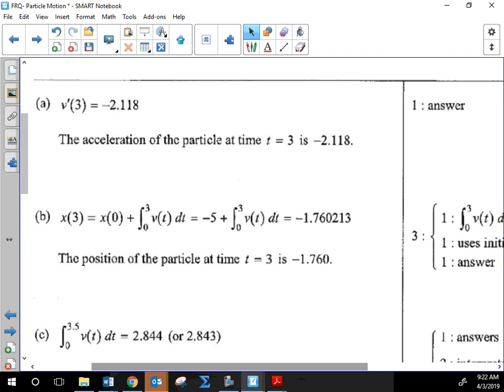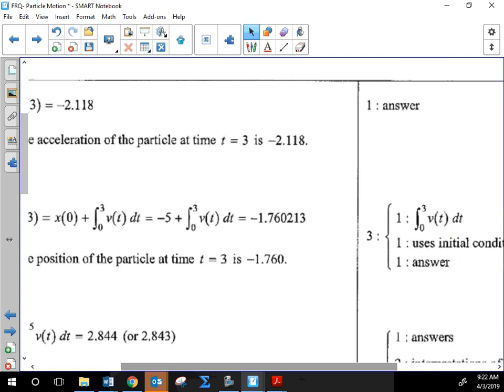Okay, and then part B, this is actually 3 points here. So you got 1 point for integrating your velocity from 0 to 3. You got another point for remembering to use that initial condition, and then 1 point for the final answer, which was negative 1.760. So 1 point for our integrated velocity from 0 to 3, 1 point for our initial condition, and then 1 point for the final answer. Okay, questions on A or B or the points for it?